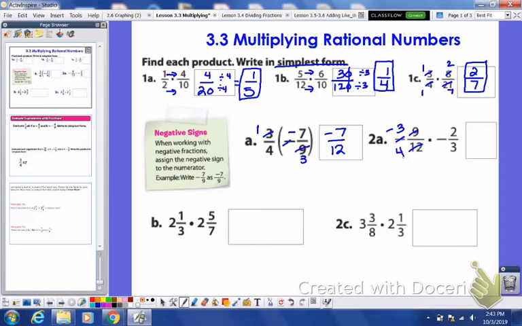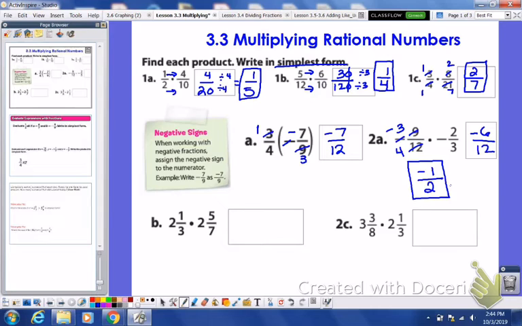Now I'm going to show you on this one how sometimes you could simplify at the beginning and at the end. If I multiply it straight across, we get -3 times 2 is -6. Over 4 times 3 is 12. Now this is why we always double check at the end. I see a 6 and a 12. They're both divisible by 6. So -6 divided by 6 is -1. 12 divided by 6 is 2. So final answer of -1/2.